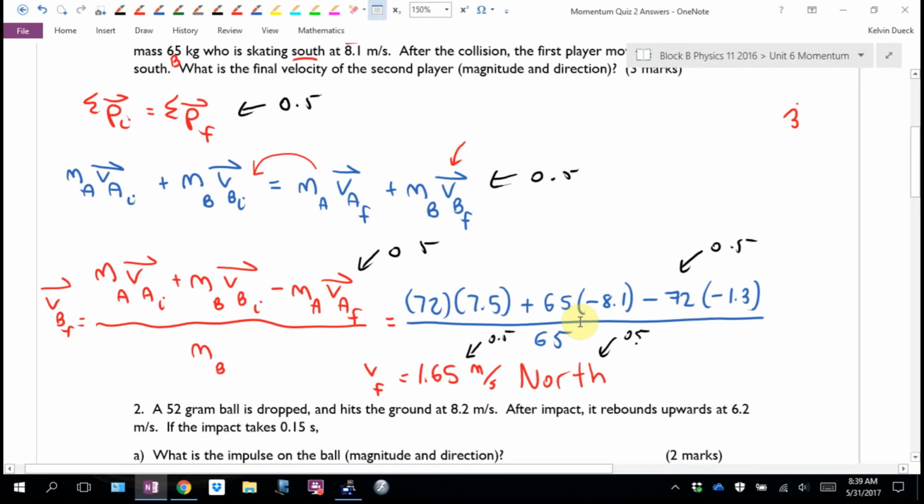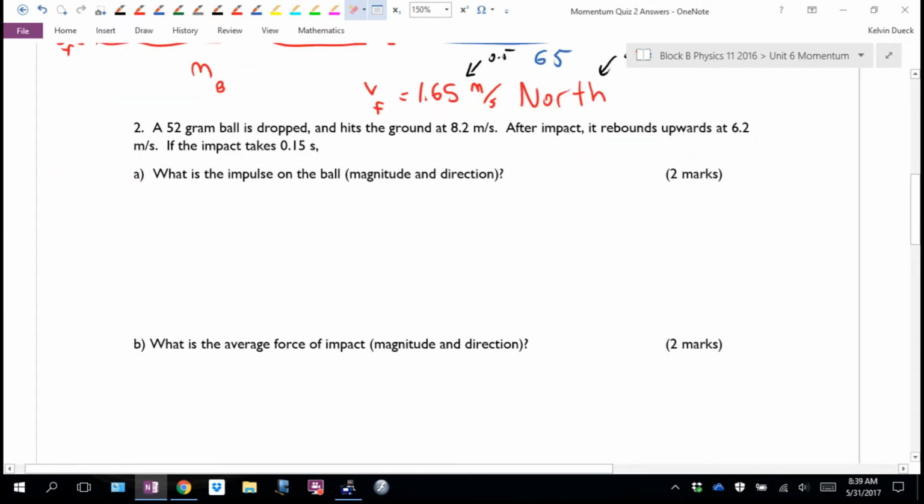If you missed this negative right here, or this negative right here, but you plugged everything in right, you just missed the direction, I'd probably give you 1.5 out of 3, because I really want to emphasize direction. Momentum is a vector. We have to pay attention to direction. Speaking of changes in direction, that's going to be important. Upwards, I'm going to let up be positive. I'm going to let down be negative, because that is a change in direction.